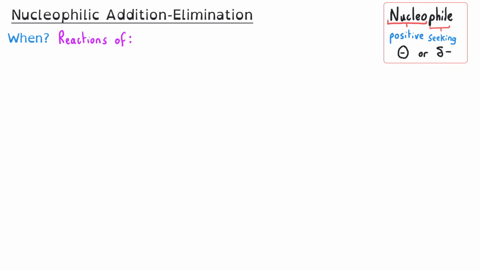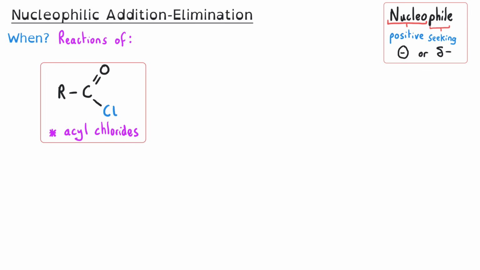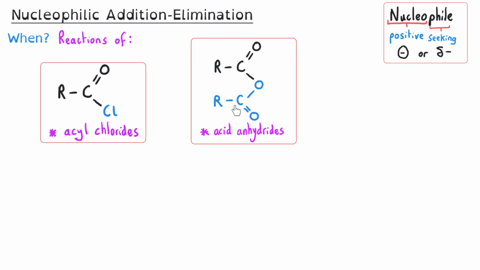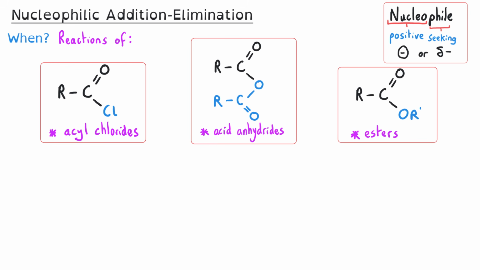The nucleophilic addition-elimination mechanism occurs when there is a reaction of the carbonyl group in one of a number of chemicals, and these are acyl chlorides, where there is a chlorine attached to a carbonyl group, acid anhydrides, where there is a second carbonyl group connected to the first by a bridging oxygen atom, and an ester, which has got the carbonyl group connected to an oxygen and then a carbon chain. You can recognise that a nucleophilic addition-elimination mechanism will occur when you see that it's a reaction of the carbonyl group in one of these 3 chemicals.